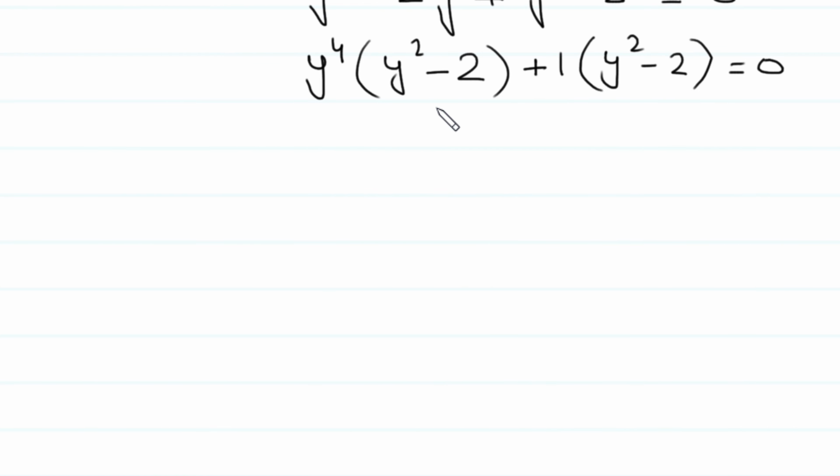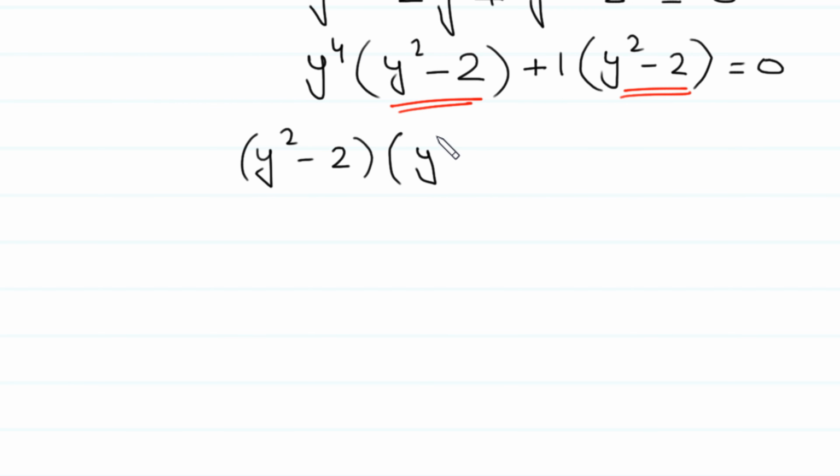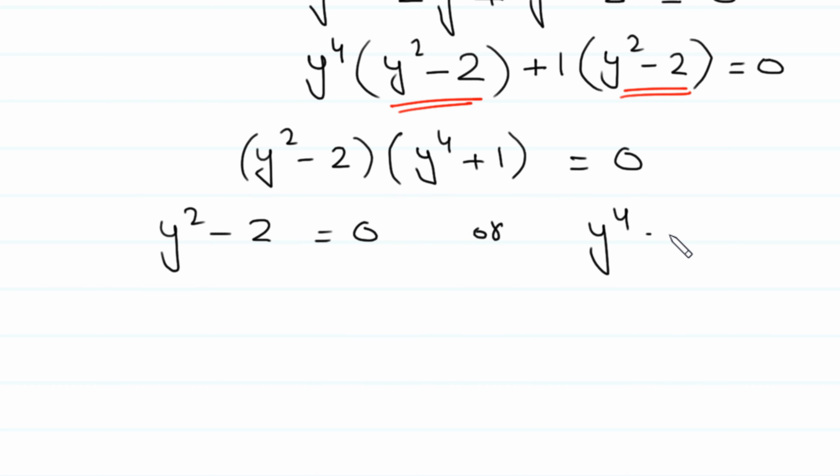Next, now we can take y square minus 2 as common. Y square minus 2 as common, and in bracket left this y to the power 4 and this plus 1. Y to the power 4 plus 1 is equal to 0. Now either y square minus 2 is equal to 0 or y to the power 4 plus 1 is equal to 0. From here y square is equal to, this negative 2 becomes positive 2 at right side.